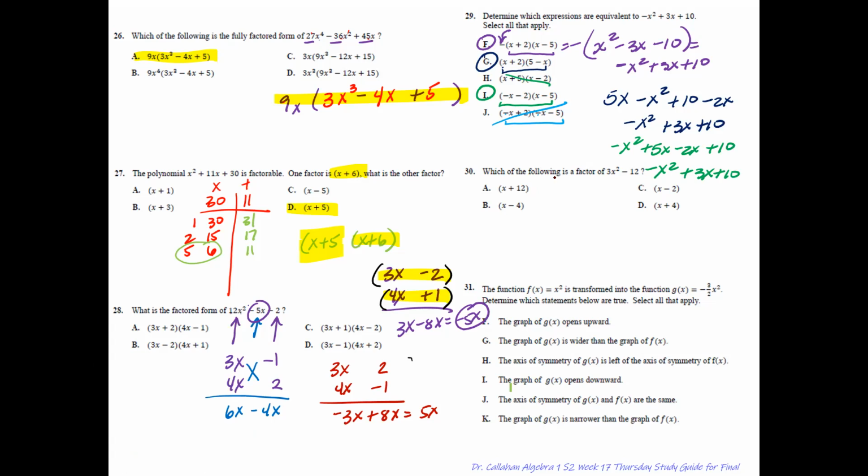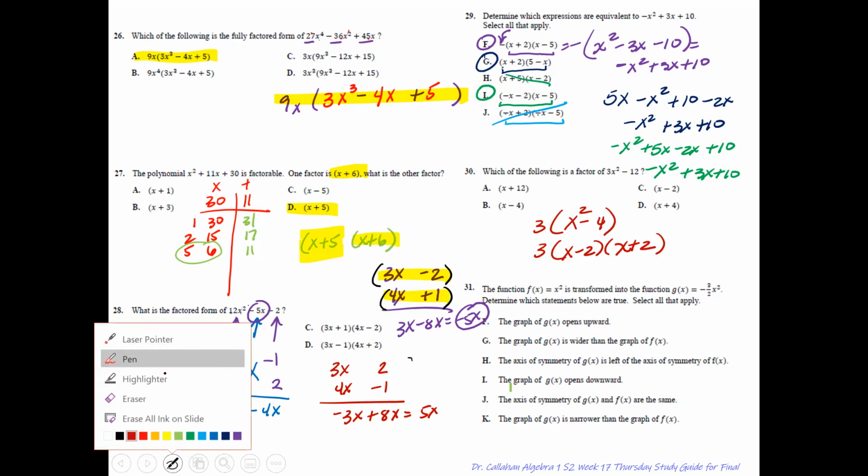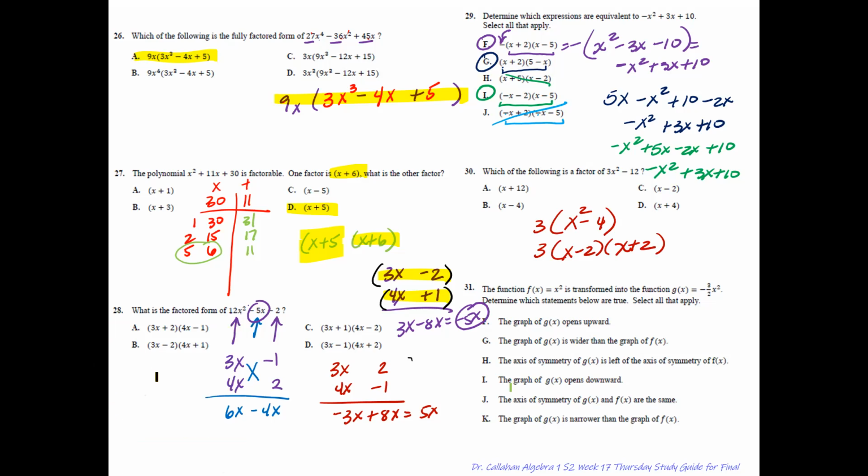Last one, question number 30. Which of the following is a factor of this? So I can take out a 3, x squared minus 4. But then also you can take an x minus 2 and an x plus 2. So which one is a factor? This one is a factor.